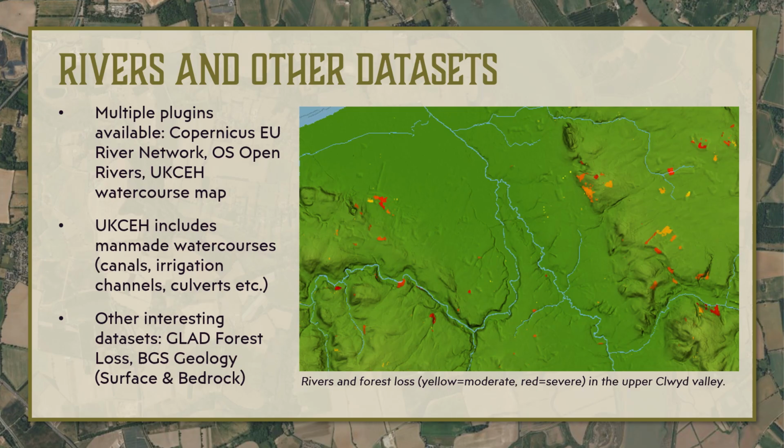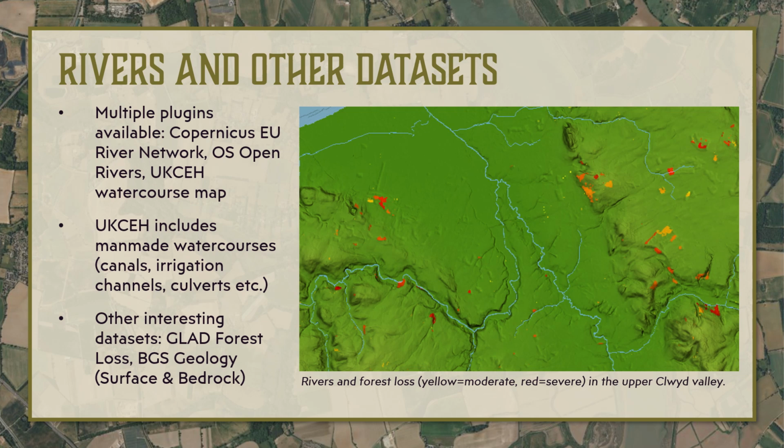And there are also other data sets you can combine; there are millions of plugins available online. One could be the Global Forest Loss map, which is kind of ironic in a way because it's a very sad thing, losing forests. But you can see, for instance, looking back at the Upper Clwyd Valley, the rate of forest loss. The red is sort of severe forest loss. The yellow is moderate.